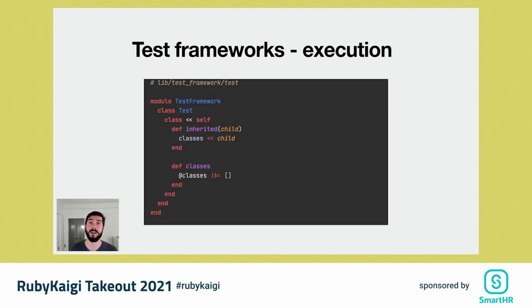If we create a class method named inherited in a base class test, Ruby is going to invoke that for us every time something inherits from that class. So we can define that all the tests need to inherit from our base class, and when Ruby invokes this callback for us, we can just save the class that has inherited our base class in an array, which is already enough to keep track of all of the test classes we required.